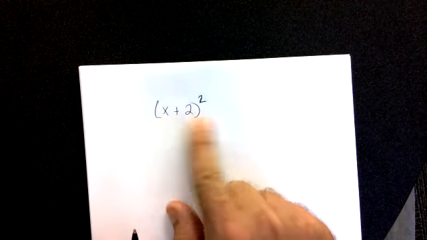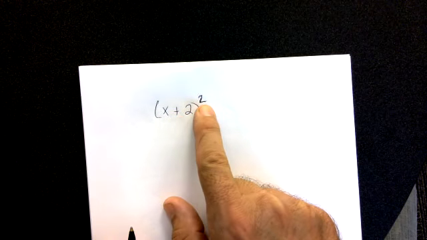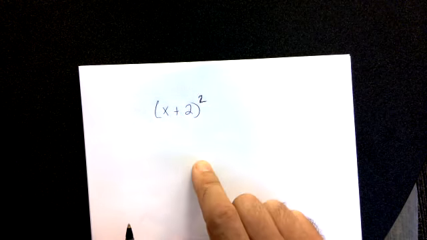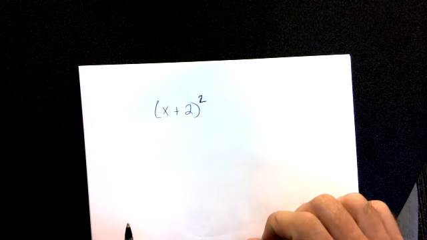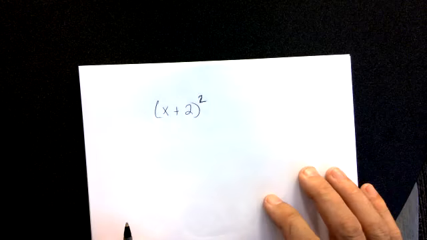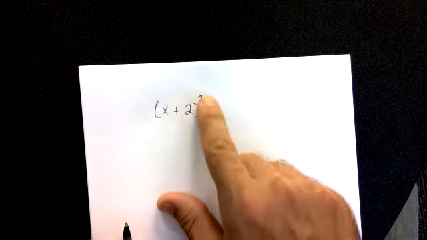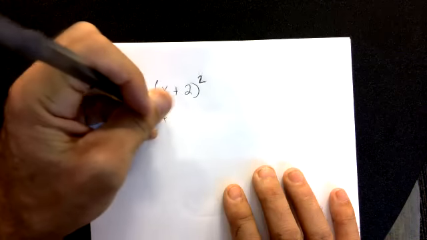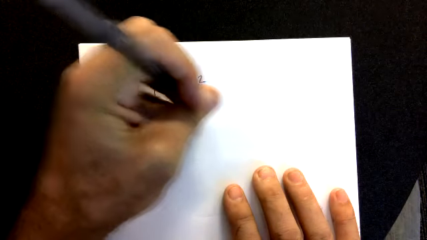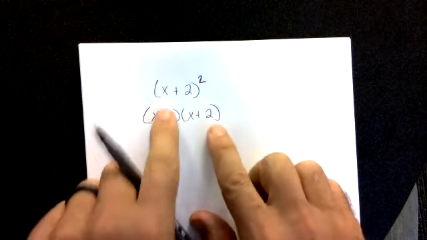If they do something like this, they give you some quantity to some power, okay? Most people just want to distribute the exponent, okay? It doesn't quite work like that. If you're multiplying, you can do it, but with addition, you can't. So x plus 2 quantity squared means x plus 2 times itself. So whenever you square something, you're multiplying it by itself.